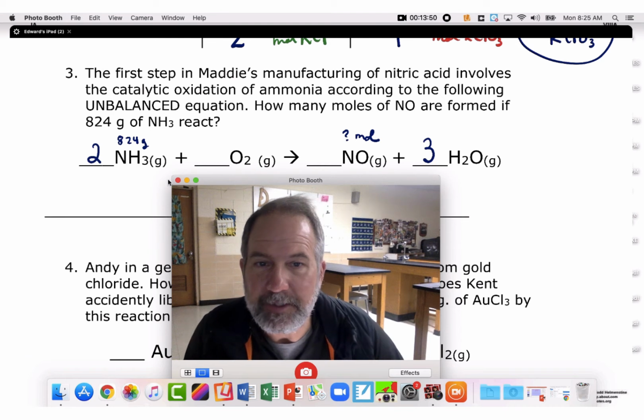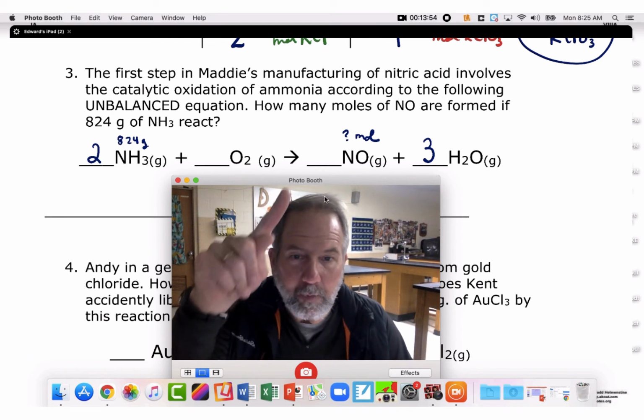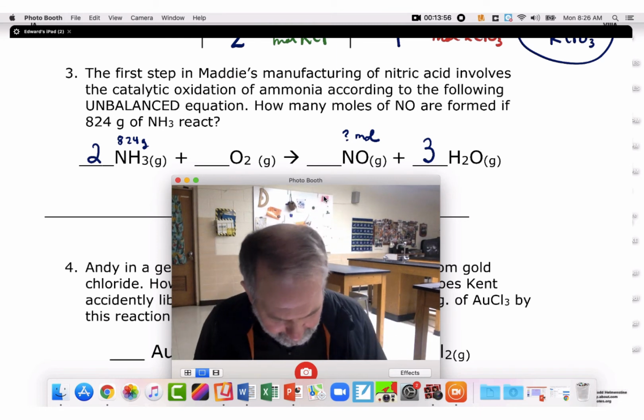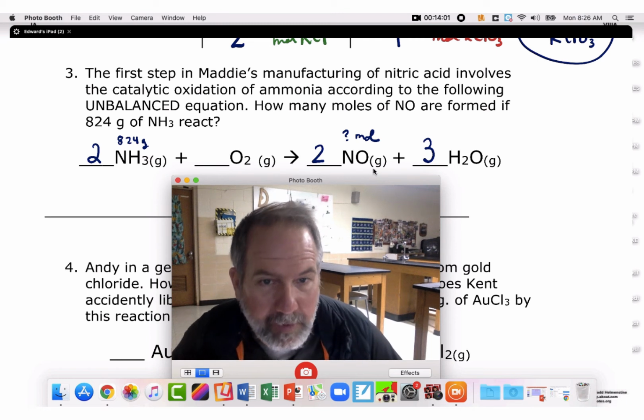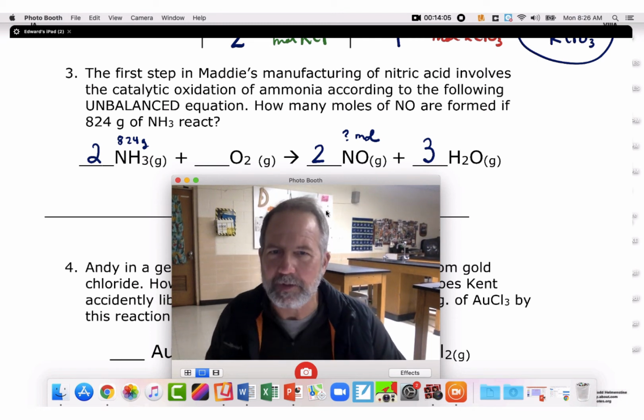Now, let's do this nitrogen here. I have 2 nitrogens now. I only have 1 here, so I need to put a 2 in front of that. Okay, now we can start adding up these oxygens. It's going to be ugly. It's going to be an odd number, so we're going to have to do a little trickery, okay?